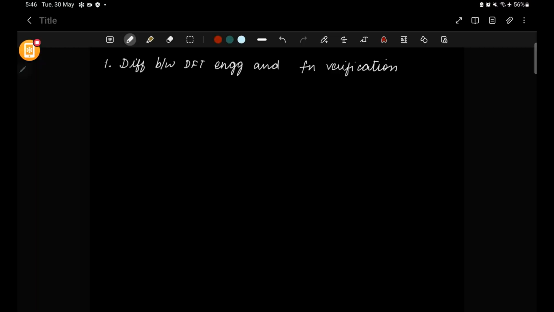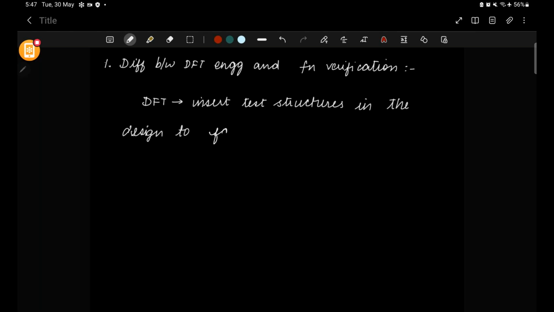The difference between a DFT engineer and a functional verification engineer is this. As DFT engineers, what we do is insert test structures in the design to facilitate the detection of manufacturing defects in the chip.